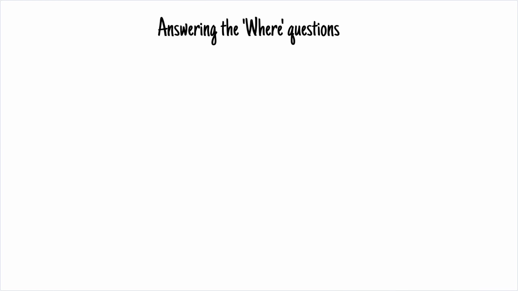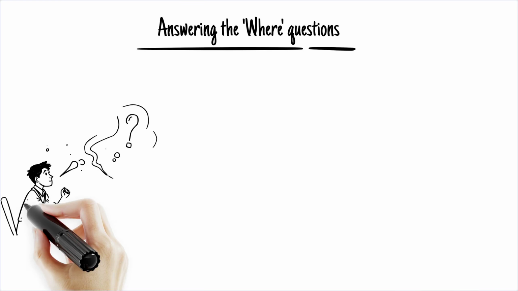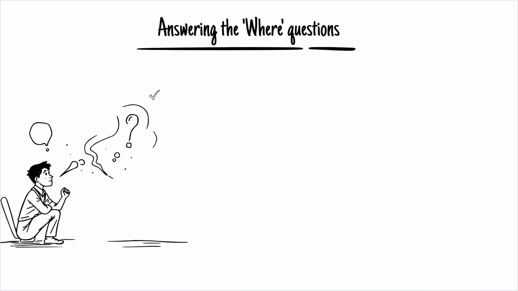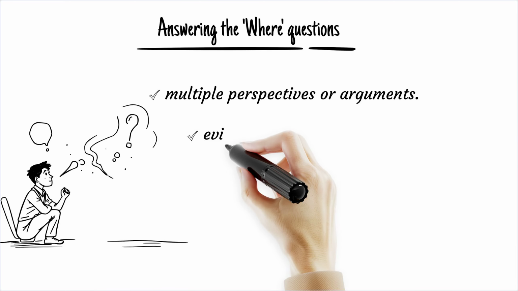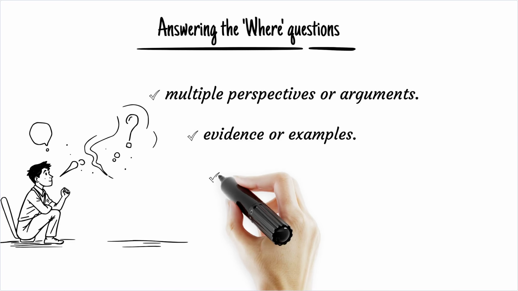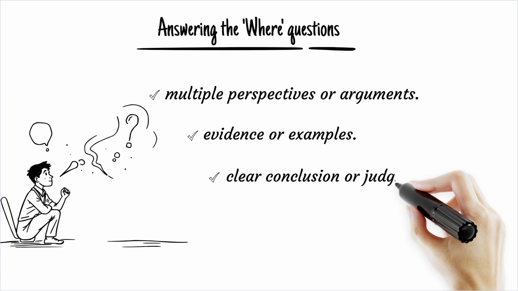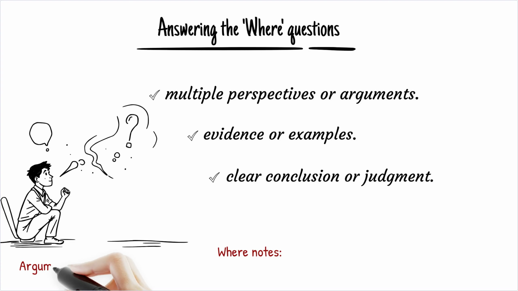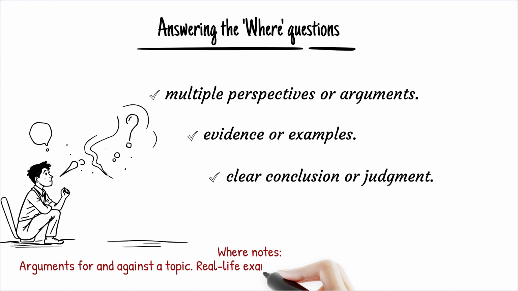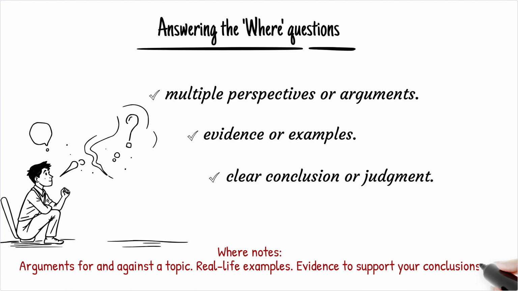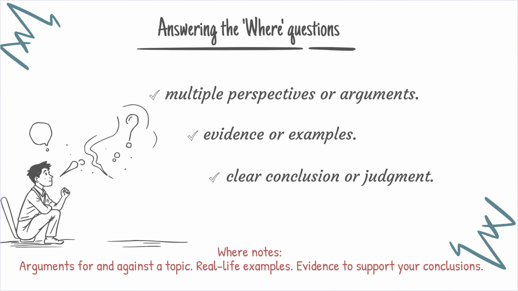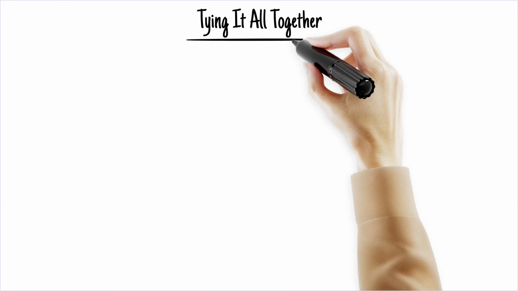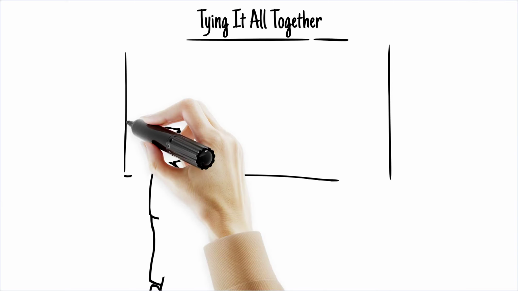To answer these effectively, you need to present multiple perspectives or arguments. Support your answer with evidence or examples. End with a clear conclusion or judgment. Your notes for the where question should include arguments for and against a topic, real-life examples, and evidence to support your conclusion. Now that you understand the three categories of questions, let's see how this links with note making.